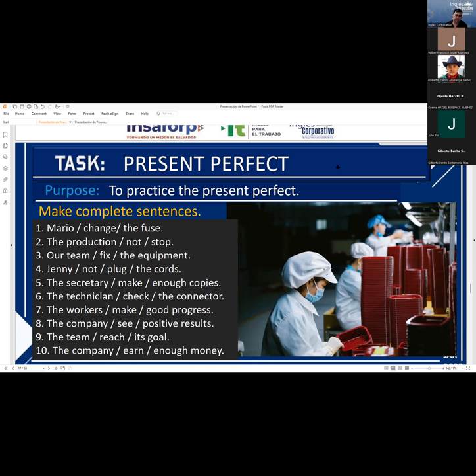The technician has checked the connector. Seven. The workers have made good progress. Eight. The company has seen positive results. Number nine. The team has reached its goal. Number 10. The company has earned enough money. Perfect.